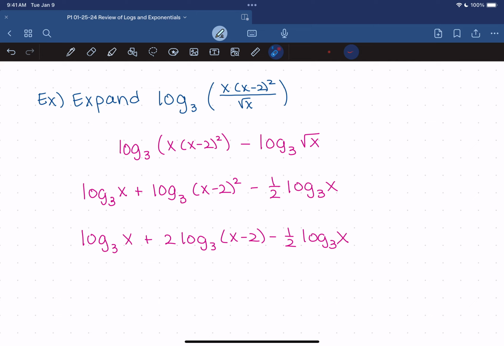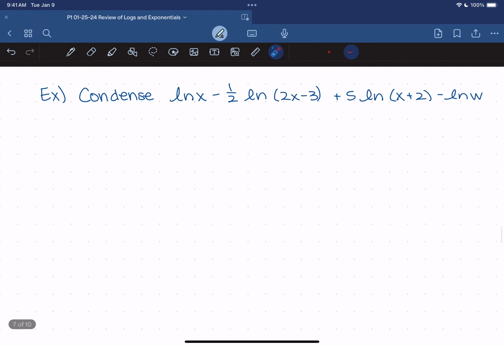So there's an example of expanding. You've got some to practice. Now let's take a look at condensing. So for condensing, you do that backwards. Now, once you get the hang of this, you can actually do it in fewer steps, maybe even all in one step. I am going to show you a little shortcut here.